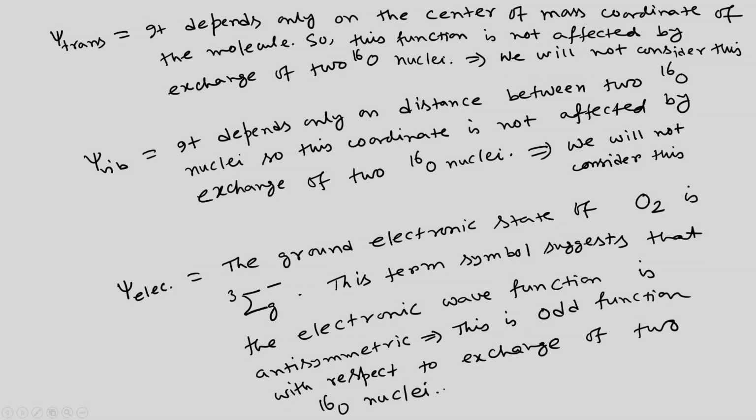So far we discussed psi trans. Psi trans depends on the center of mass coordinate of the molecule. So, this function is not affected by the exchange of two O16 nuclei. Then psi vibrational depends only on the distance between two O16 nuclei. So, this coordinate again is not affected by exchange of two oxygen nuclei. And then we considered psi electronic. The ground electronic state of the oxygen molecule is 3 sigma g minus. So, this term symbol suggests that the electronic wave function is antisymmetric. So, this is an odd function with respect to exchange of two O16 nuclei.